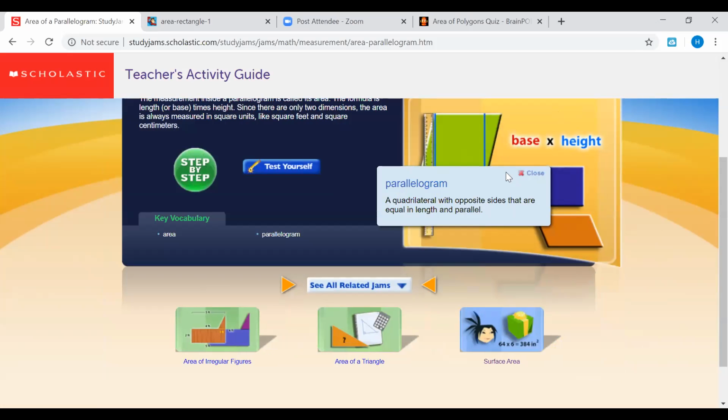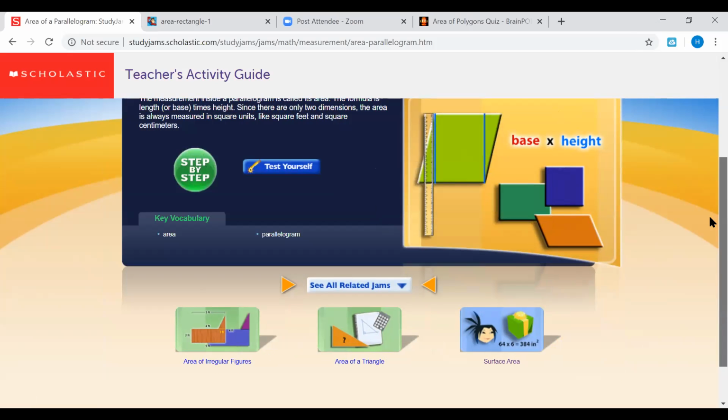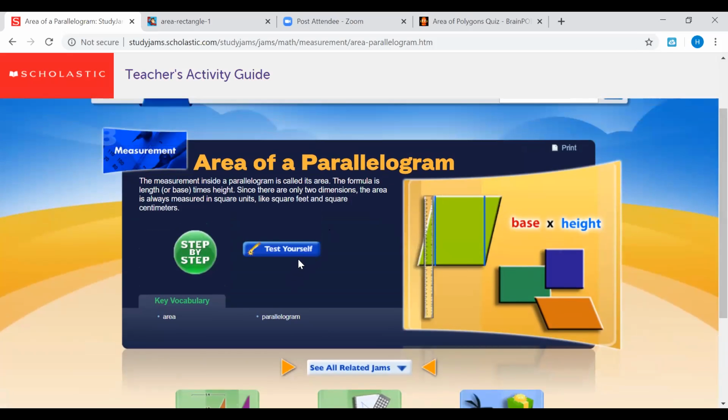So when you are finished going through this, you can go and click on the test yourself and try this on your own as well. I don't think it has the option to email the results. So again, you would just test yourself.